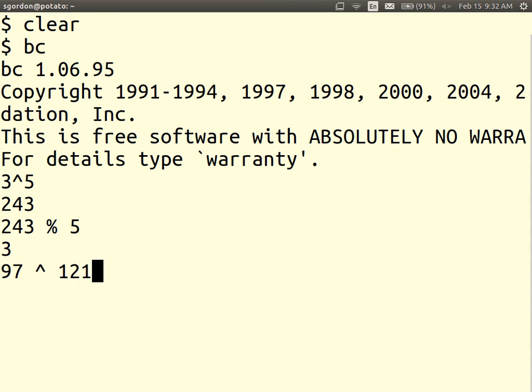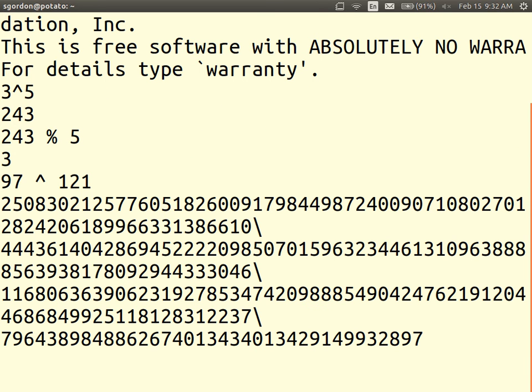To the power of 121. We could calculate this the manual approach. And we get this long number. It doesn't even fit on my screen. Okay. That is 97 to the power of 121. And then we take that number and mod by 143. What do we expect to get?